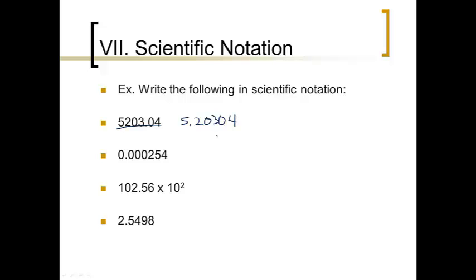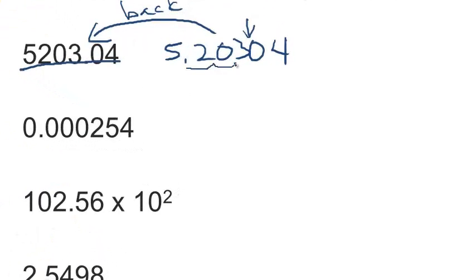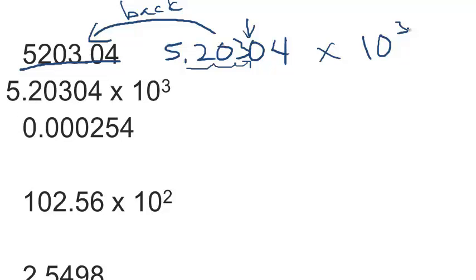Now, what do we do next? Figure out how do you change this number that you just wrote back into the original number. So the decimal point has to end up after the 3. So that means I need to take this number and move the decimal point 1, 2, 3 spaces to the right. So that basically means I have to do 5.20304 times 10 to the third power. Okay, and that should be your answer.